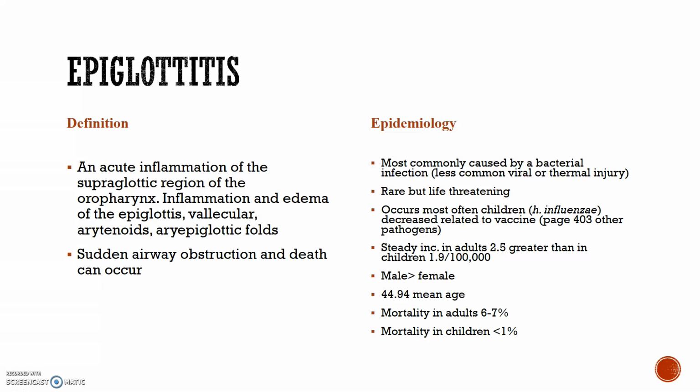So there has been a steady increase in adults, about 2.5 times greater than in children. Right now we see about 1.9 out of 100,000 adults being affected. It does have a predominance for males versus females. The mean age is around 45. There's a much higher mortality in adults, about 67%, versus the mortality in children, which is less than 1%.